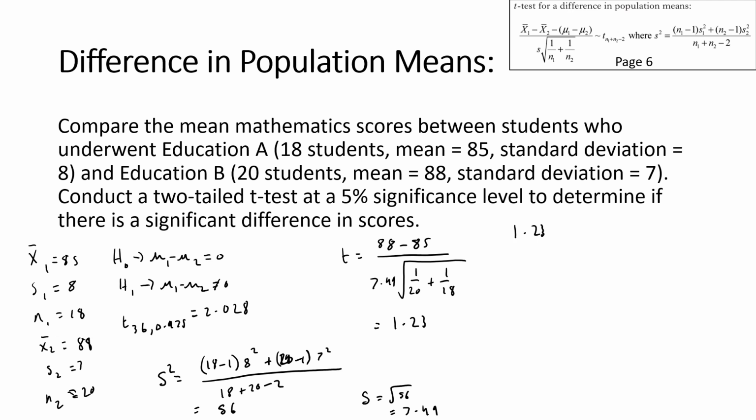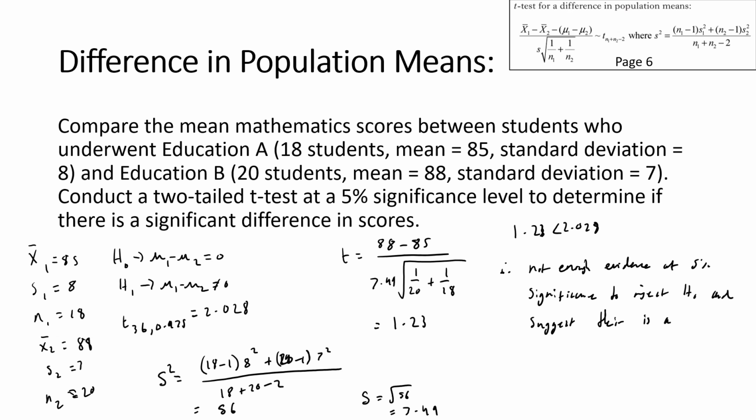1.23 is smaller than 2.028, the critical value. Therefore, not enough evidence at 5% significance to reject H0 and suggest there is a significant difference in scores.